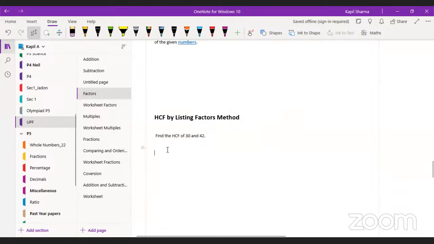Okay, let's use the same method to find the HCF of 30 and 42. So guys, try it out. Again, we have two numbers, 30 and 42. List down all the possible factors of these two numbers and then find the HCF. Okay, Devika, Swastik. Use the same approach.